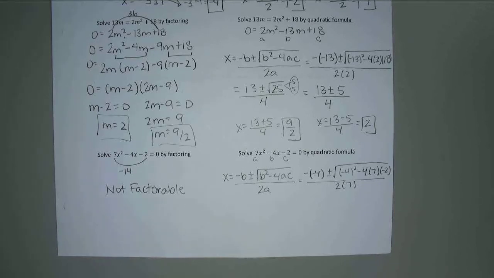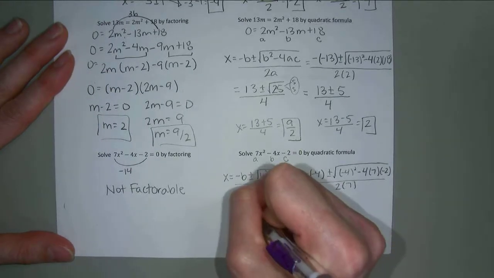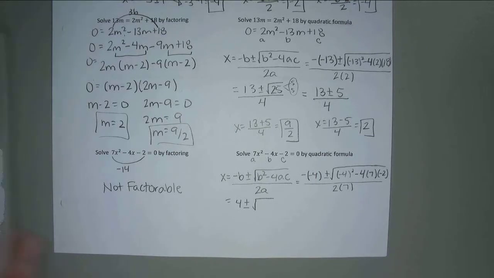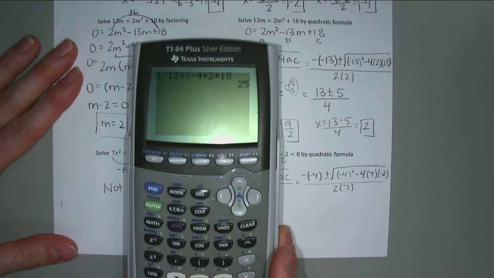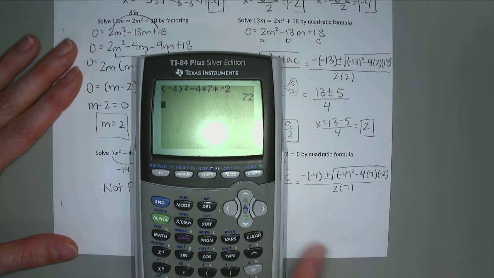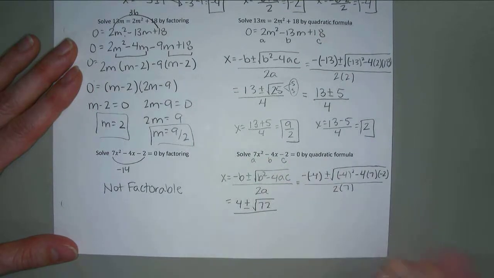All right, so I have the negative of a negative 4, which is a positive 4, plus or minus the square root of, and that's when I put it in my calculator. Can you see that? Clear it out. Negative 4 squared minus 4 times 7 times negative 2. You hit enter, do you guys get 72 there? Yes. Over 2 times 7, or 14.